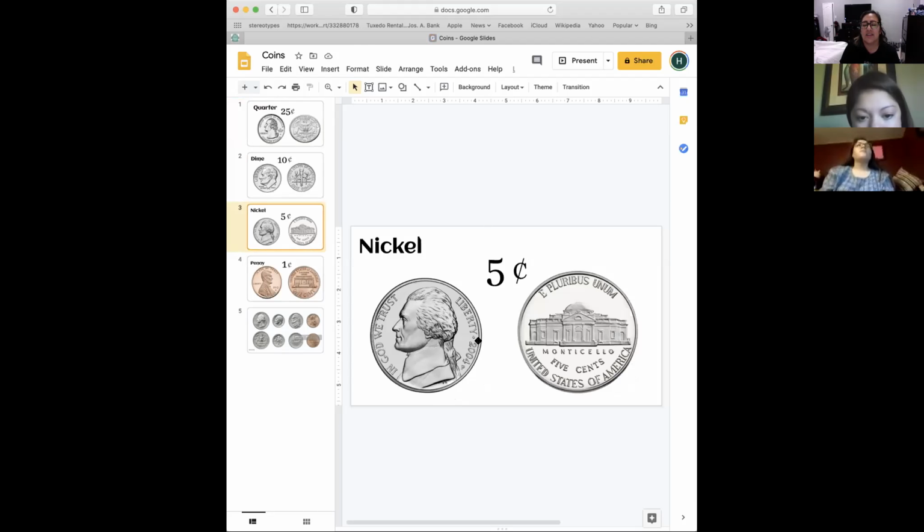How about this coin? Anybody know what this one is? No? This one is a nickel, and its value is 5 cents. And on the front of the nickel, we have Thomas Jefferson. And on the back, we have the Monticello. This is what the word nickel looks like.